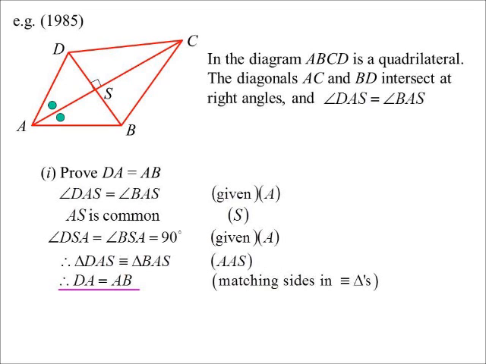So what was I saying? Oh, yes. So DA is in fact equal to AB. Matching sides in congruent triangles. Now we're going to prove DC is equal to CB.